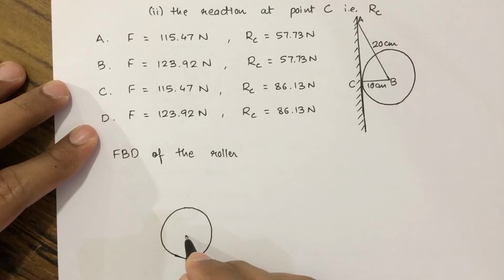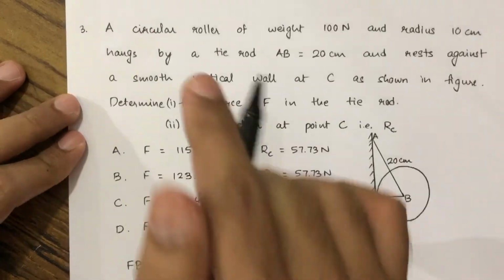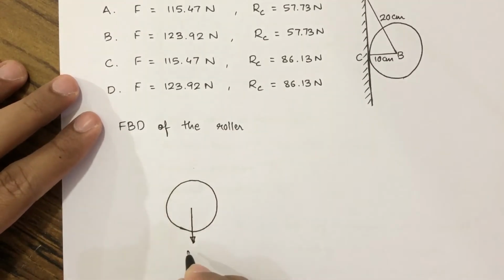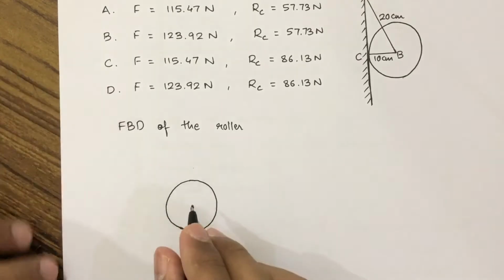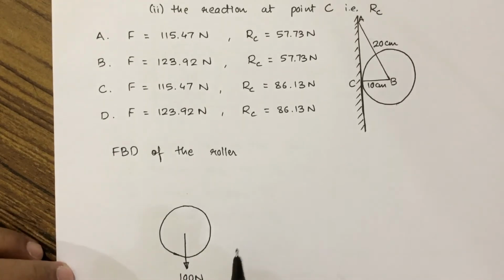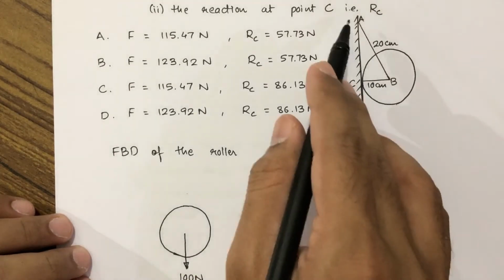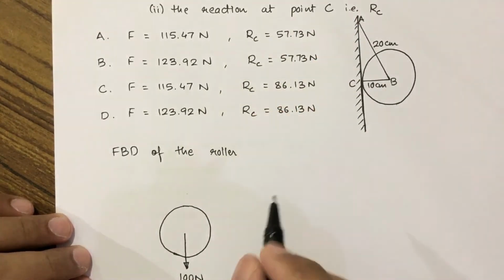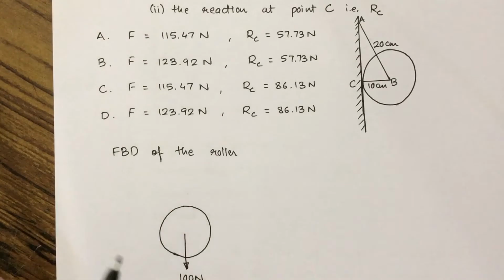Then the first force will be the weight. The weight of the circular roller is given as 100 Newton. It will act from the center in a vertically downward direction under the action of gravity. The next force will be the tension in the tie rod AB. This tension will move outward.